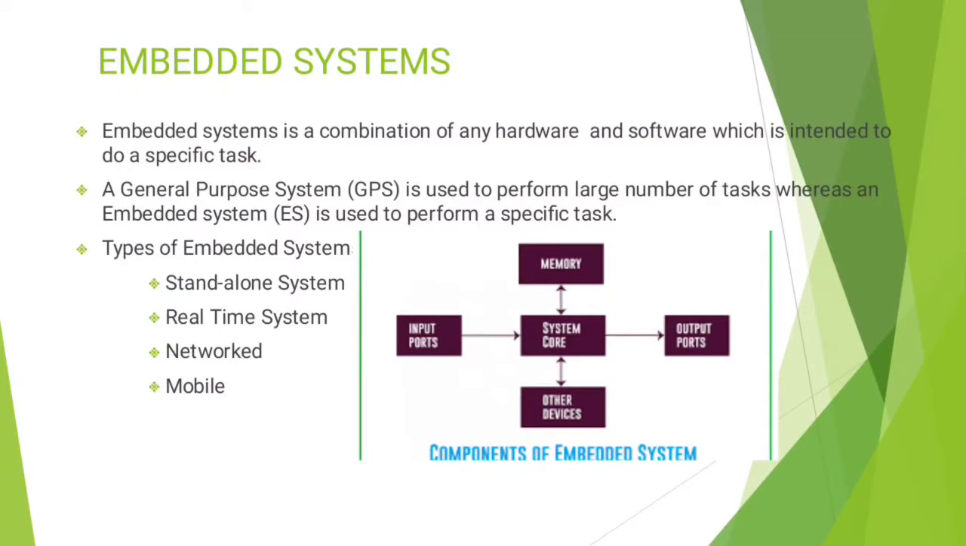And what is an embedded system? An embedded system is a combination of hardware and software which is intended for a specific task. A general purpose system is used to perform a large number of tasks, whereas an embedded system is used to perform a specific task. There are mainly 4 types of embedded systems: stand-alone, real-time, networked, and mobile.